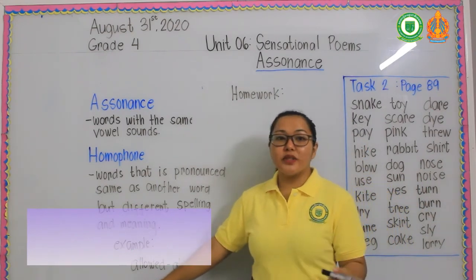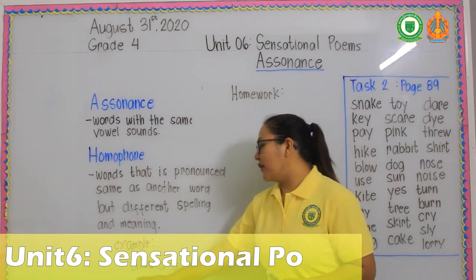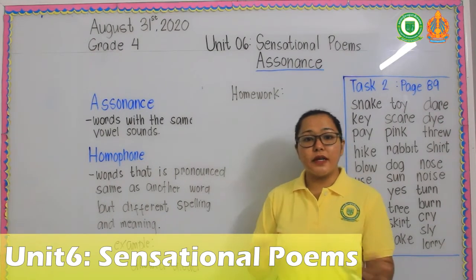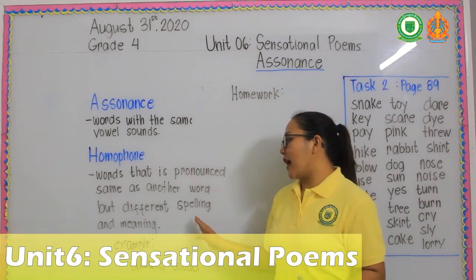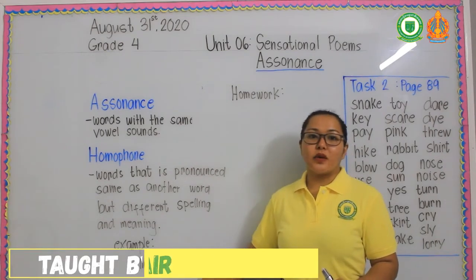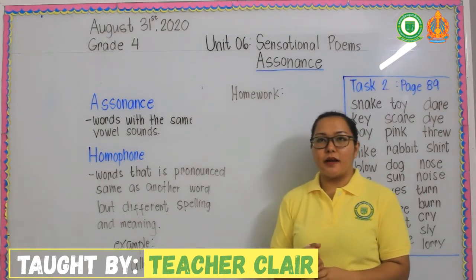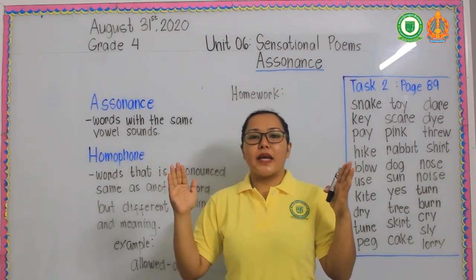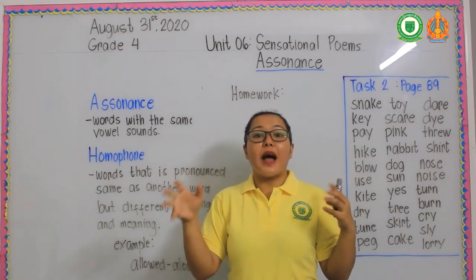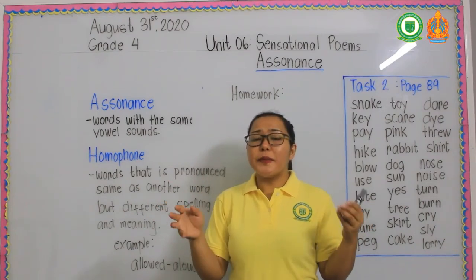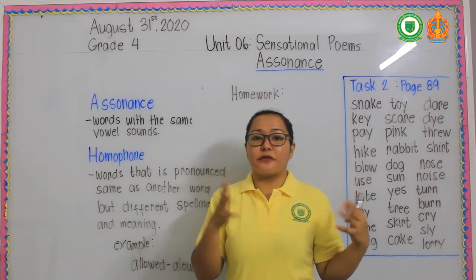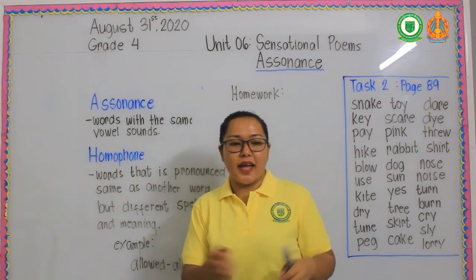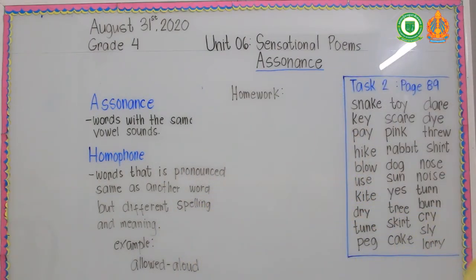For example, allowed, aloud. So they have different meaning, and at the same time, different spelling. So we call these words homophones. But when we say assonance, we are focusing on the vowel sounds, repetition of vowel sounds in a phrase or in a sentence. Okay, so I'll give you an example of that.